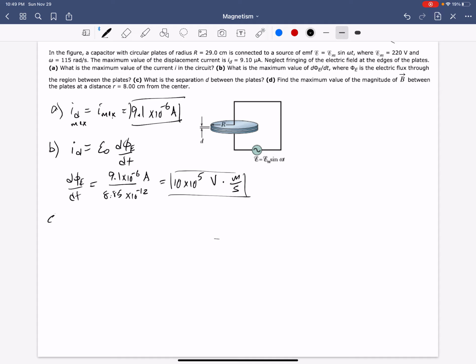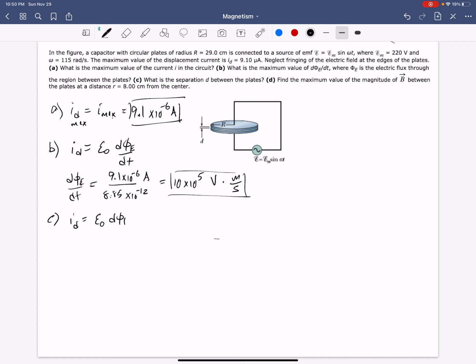Part C is where it gets a little bit interesting, okay? So in part C, we want to find the separation distance d, right, between both plates. We know the displacement current now. We have an overall value of d phi E dt, but we don't know necessarily the electric field, right? It asks specifically for the maximum value. That's important. So let's write down again displacement current.